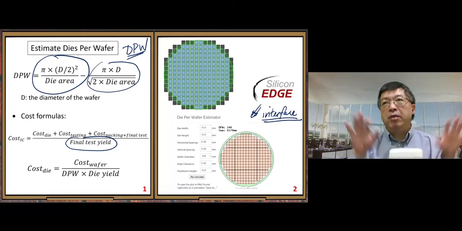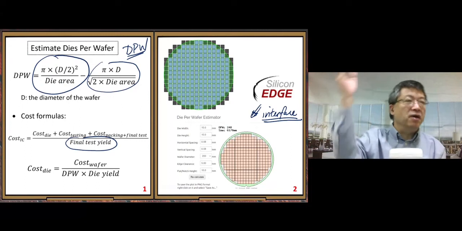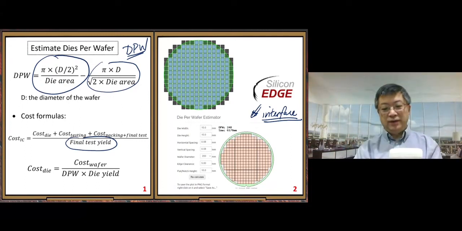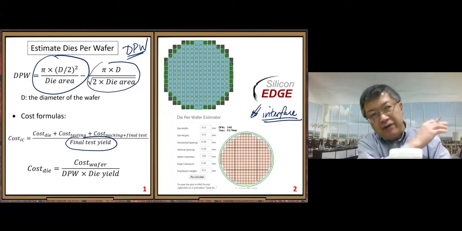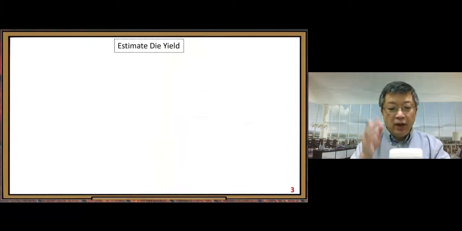How to calculate the number of good dies? dies per wafer (dPW) times die yield, right? So that's this formula. All right. So we get these formulas. Later, we will use these formulas to do a lot of calculations.